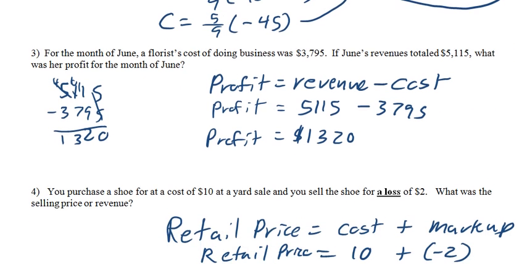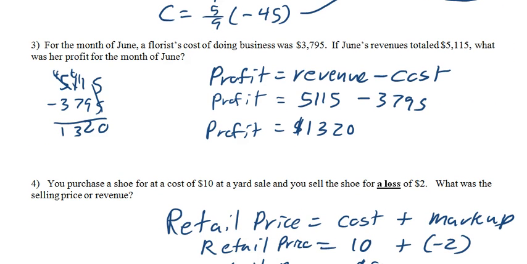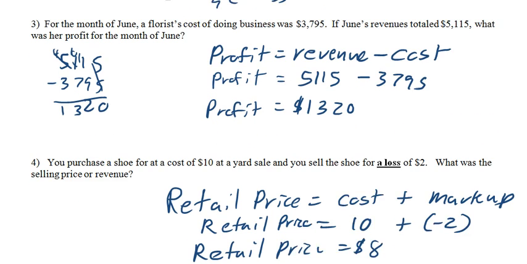Alright, next one. This is a profit function because, how do I know? It says, what is her profit for the month of June? So we write profit equals revenue minus cost and plug them in. Her cost was $37.95. Her revenue was $51.15. And when we subtract them, you get $13.20. That was her profit. So that's how much she made that month.